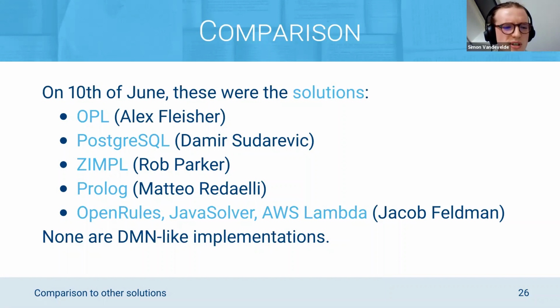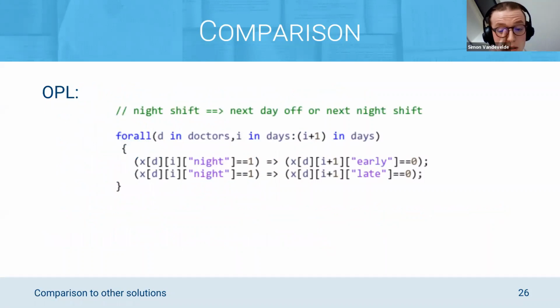These were the solutions. So there were 5 solutions in total, but sadly, none of these were DMN-like implementations, so to speak. So if we look at OPL, here we can see the rule that said that if you have the night shift, you need to get the next day off or the next night shift again. And it's actually pretty interesting. They implemented it in the same way as we did. Here they state that if it's the night shift, then he can't work early or late the next day. It's similar to what we did.